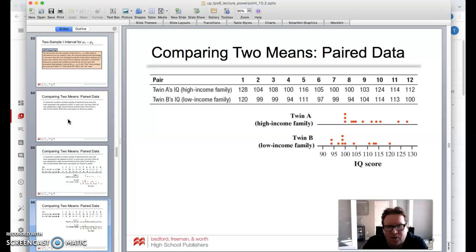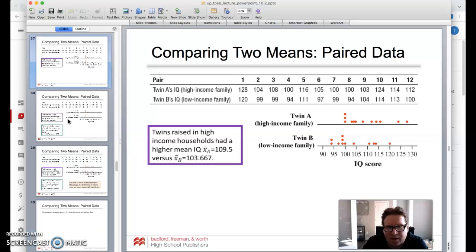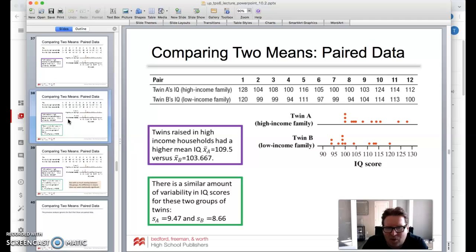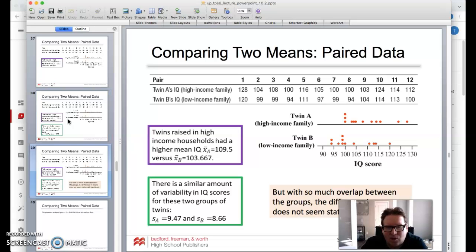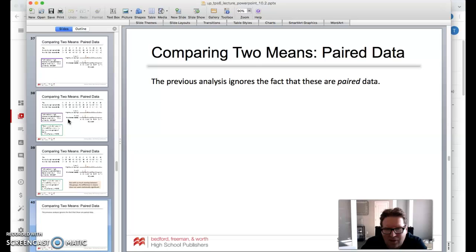As we're looking at those, we might want to note some things. Twins raised in high-income households had a higher mean of 109.5 as opposed to 103.667. There's a similar amount of variability, 9.47 for the high income and 8.66 for the low income. So pretty similar variation. But with so much overlap between the groups, the difference in means does not seem statistically significant.